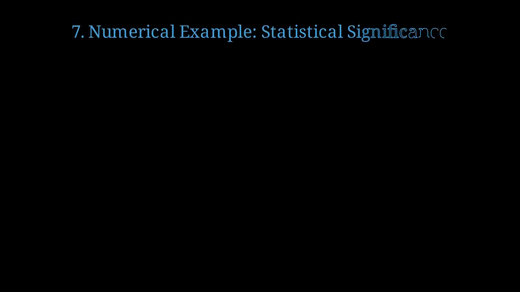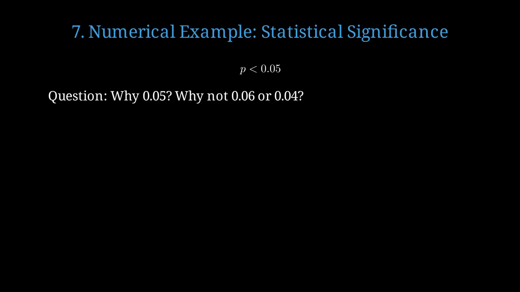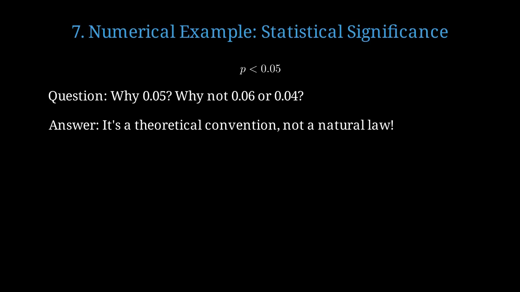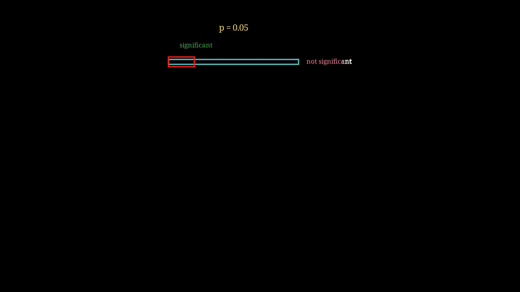Let's look at a concrete numerical example from statistics. In science, we often use p less than 0.05 as the threshold for statistical significance. But here's a question. Why exactly 0.05? Why not 0.06 or 0.04? The answer is that this is simply a theoretical convention, not a natural law. Our theory determines what counts as significant. This threshold creates a sharp boundary that determines what results we consider real versus random, purely based on theoretical convention.